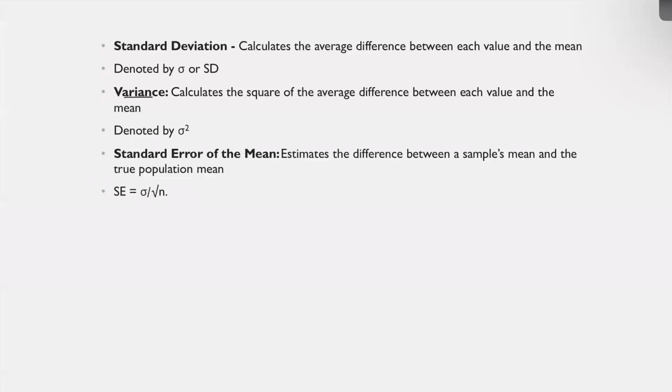Okay. So what is variance? Variance is nothing else except the square of the average difference between each value and the mean. So you can just square the standard deviation and that will give you the variance of a certain data set. And what is standard error of the mean? It is estimating the difference between a sample's mean and the true population mean.